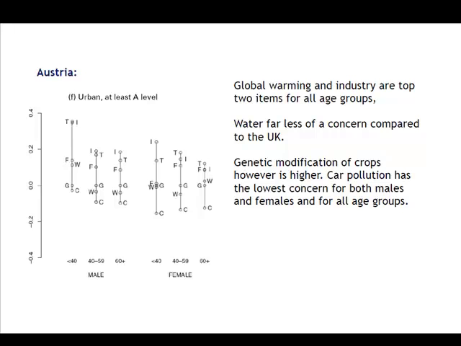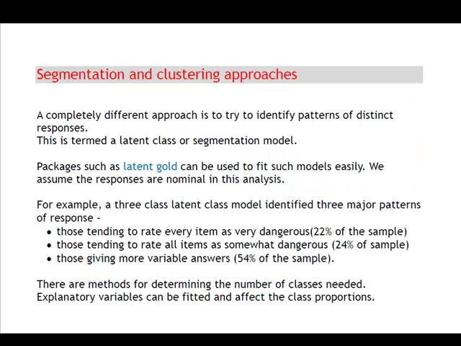If you compare that to Austria, we can see global warming is right at the top in that list, and water is way down. Austria's water purity is very good. It comes from mountain ranges, so on the whole, people are not so concerned, maybe, about water pollution.